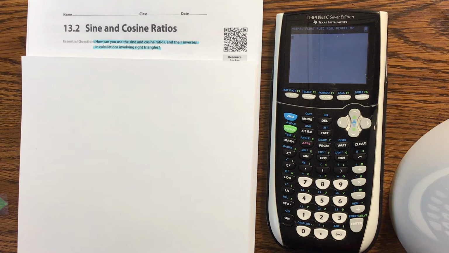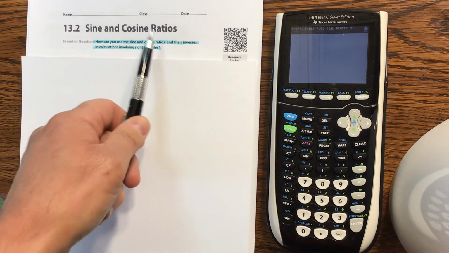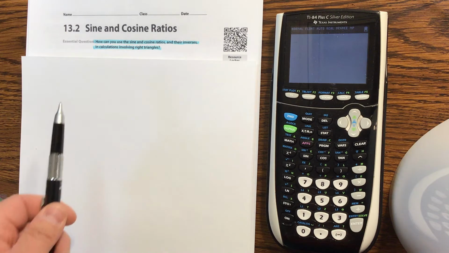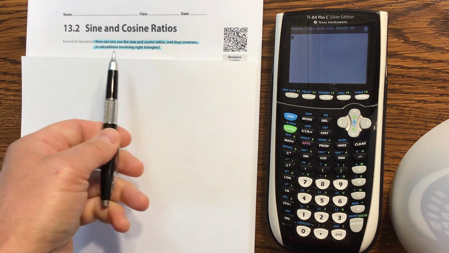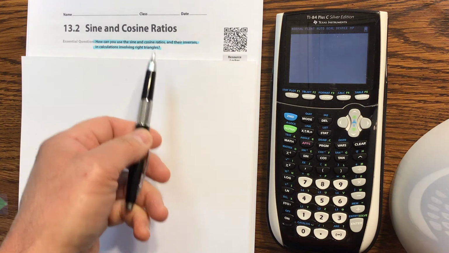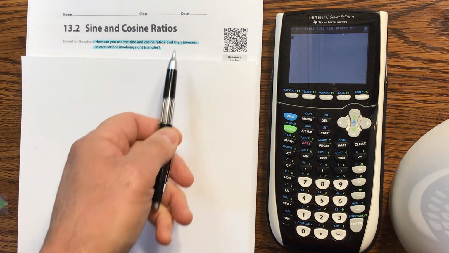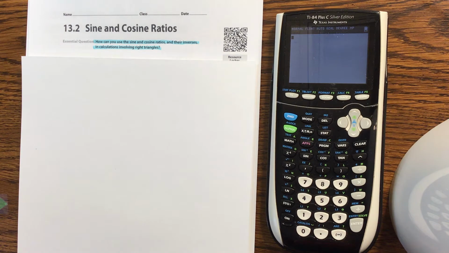In section 13-1, we focused on the tangent ratio. Today we're going to look at the sine and the cosine ratios. Our essential question for this section is, how can you use the sine and cosine ratios and their inverses in calculations involving right triangles?